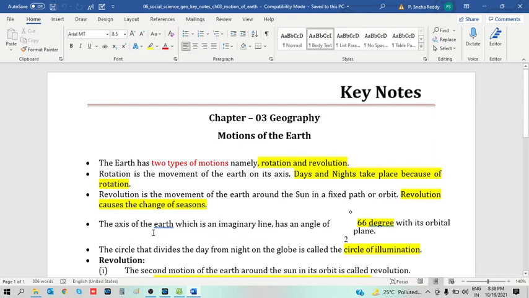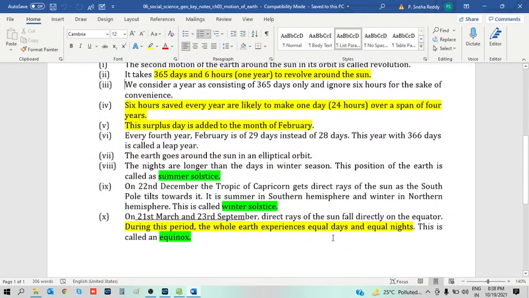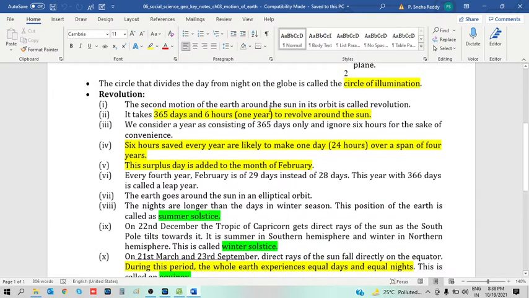That's very important. The axis of the earth, which is an imaginary line, has an angle of 66 degree with its orbital plane. The circle that divides the day from night on the globe is called the circle of illumination. The second motion of the earth around the sun in its orbit is called revolution. The first motion is rotation on its own axis, but the second motion is revolution.